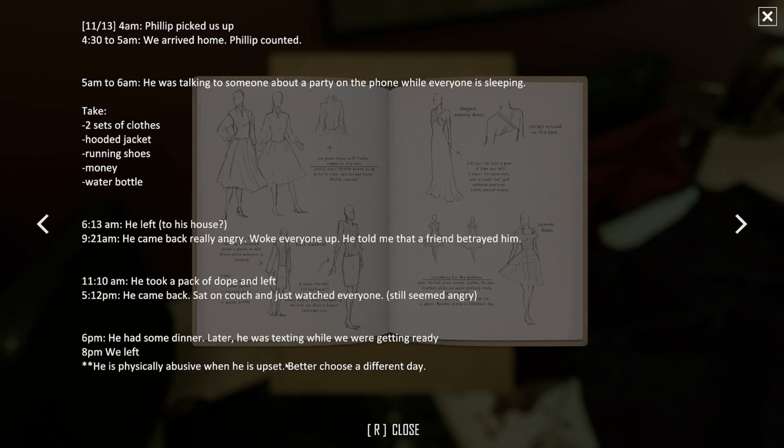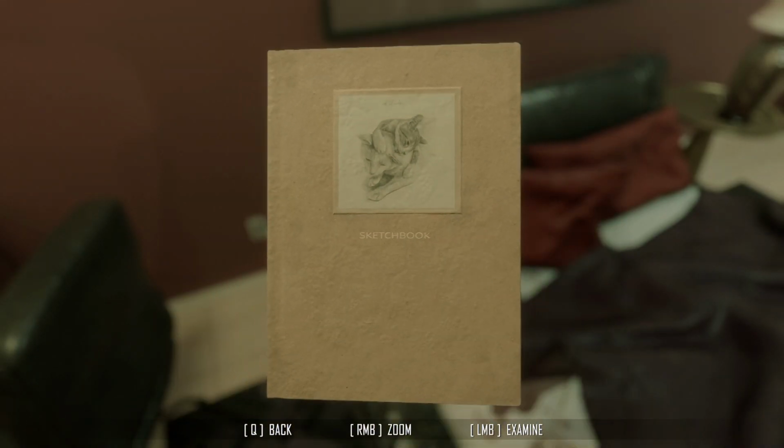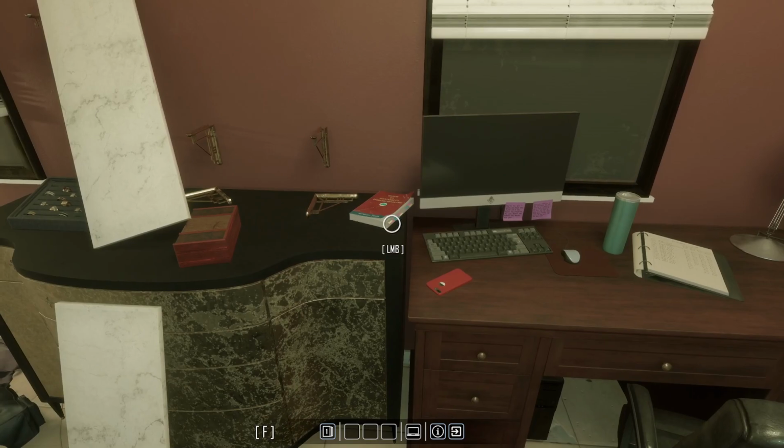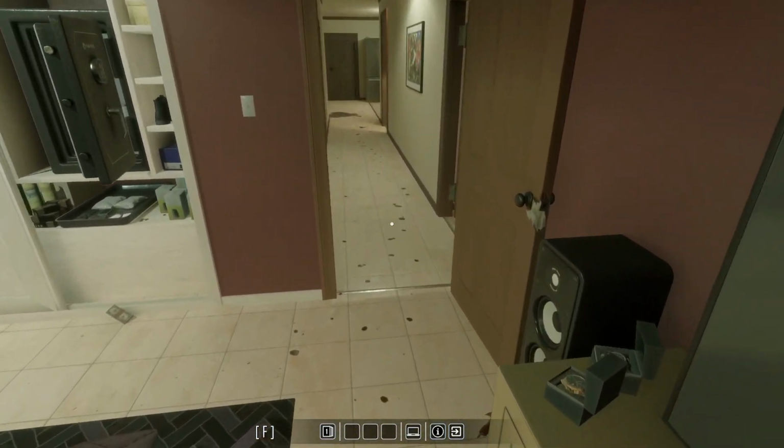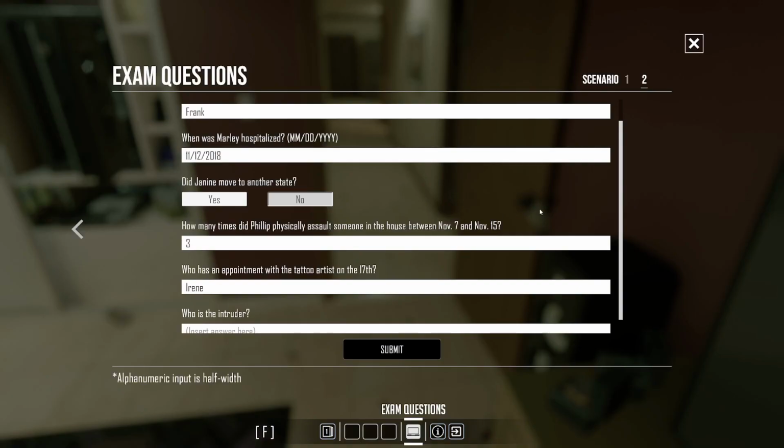Okay, so I put the third one because I got a little mixed up with the Stephanie and Emma situation. But the note says he's physically abusive when he's upset and he came back really angry. So I would think that would point towards the situation that he hit someone. So I'm still keeping the 3.